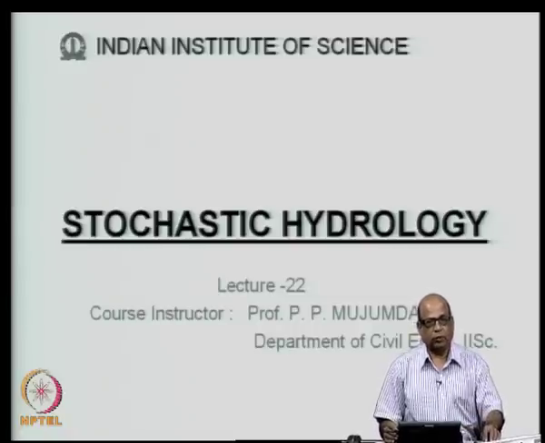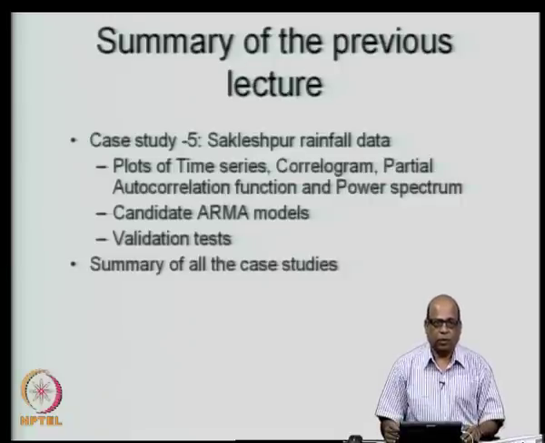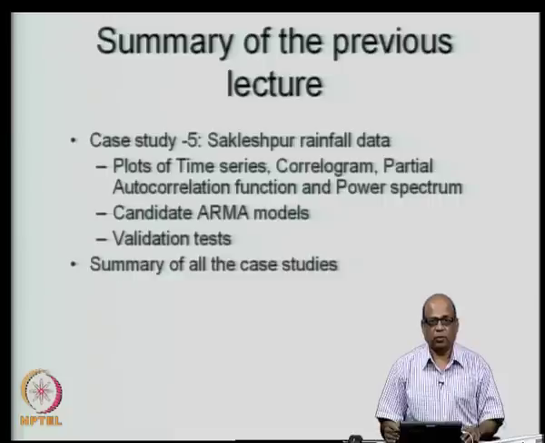Essentially in the last lecture we discussed another case study, that of Sakleshpur annual rainfall data, where we considered the time series plot, the correlogram plot, the partial autocorrelation functions and the power spectrum. We formulated candidate ARMA models for this data. For each of the candidate models, we computed the mean square error as well as the likelihood values, and then we chose models corresponding to the maximum likelihood as well as minimum mean square error.